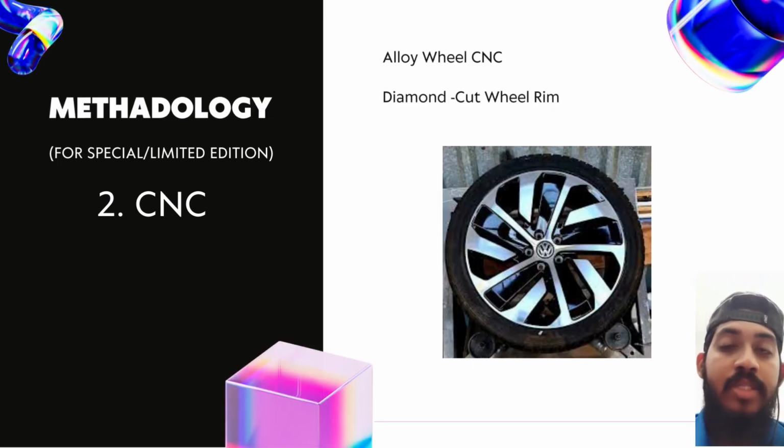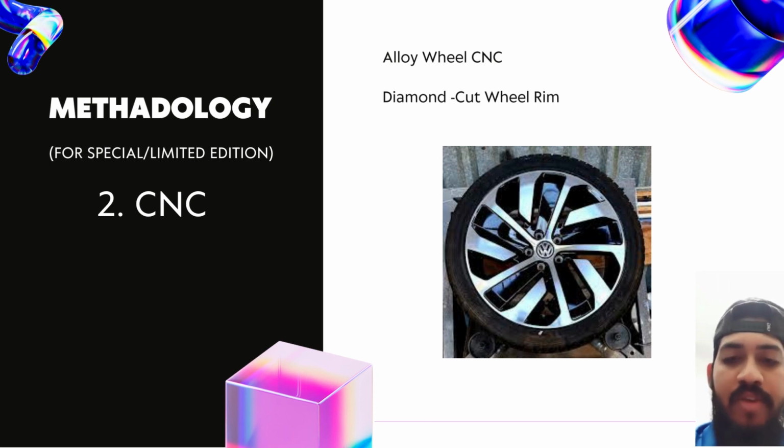So diamond cut wheels are a different type of alloy compared to the traditional painted alloy wheels. An alloy CNC machine is needed to fix and recondition the diamond cut wheel. This machine removes the painted part, resulting in a car with a two-tone finish. So these are the steps.